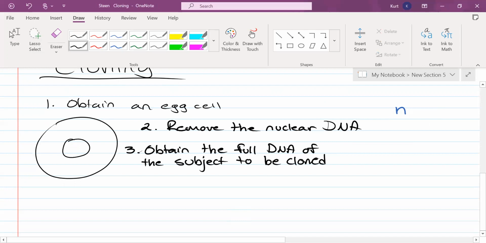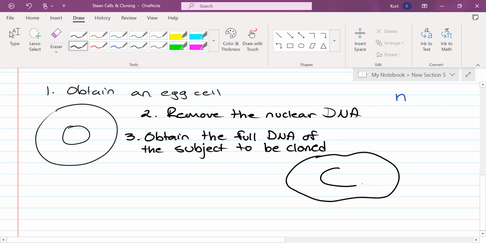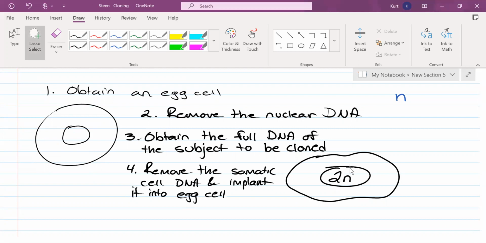So if I took a cell from Ben's wrist, that's a skin cell. Do his skin cells have all of his DNA? Yes, they do. And so I could just take one of Ben's skin cells, and inside that nucleus is all of his DNA, 2N. And here's how we do it. Step 4, remove the somatic cell DNA and implant it into the egg cell. So we poke this skin cell of Ben with the needle, we suck out his DNA, and then we put it into this egg cell.